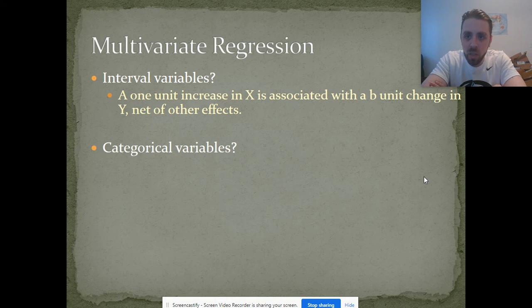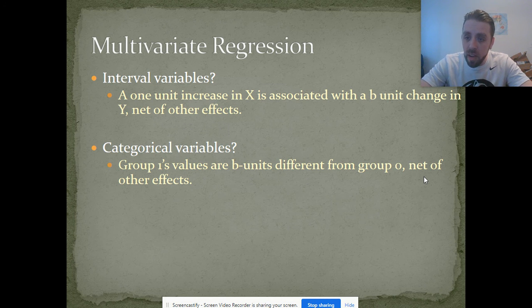If I have a categorical variable, the coefficient labeled as b is understood to be the effect of being in that group, coded as 1, as compared to the reference group, coded as 0. So your interpretation would then follow the following format. Group 1's values are b units different from group 0, net of other effects.